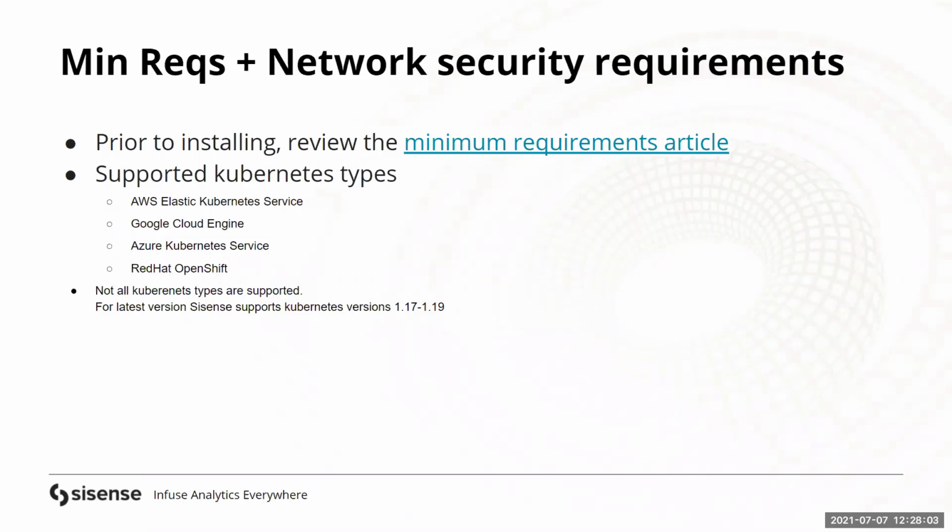may have changed. In Sisense, we support various Kubernetes types. We support all of the public big cloud vendors. So we support Amazon, Google, and Microsoft. Also, if you don't want to use the cloud installation of Kubernetes, we ship Sisense along with its own Kubernetes flavor called KubeSpray. Also, we support Red Hat OpenShift. All right? We support various versions of Kubernetes as well.